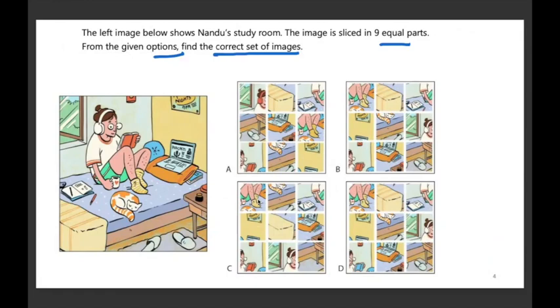We are given this left image. This is sliced into 9 equal parts, and then we have to identify which is the correct set of images from the given options. Okay. Now let's look at the options.